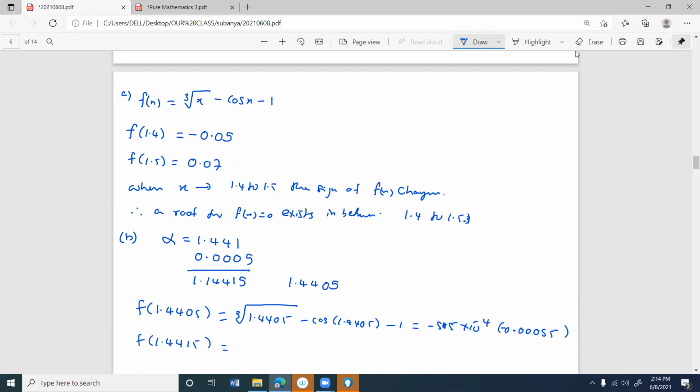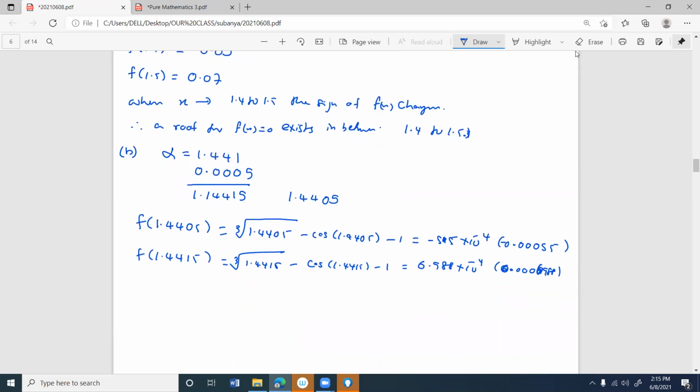Cos of 1.4415 minus 1 equals 6.988 into 10 to the power minus 4. So that is 6988. So in this case, what can you say for this?